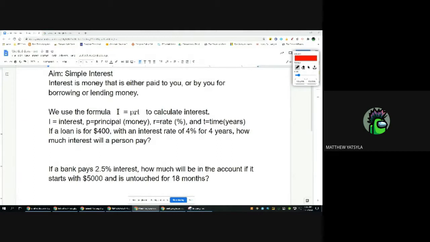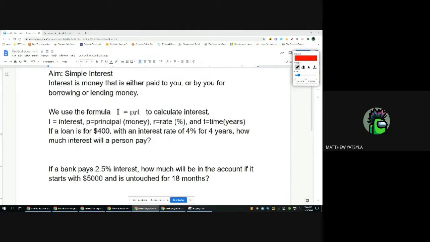So the formula we're using is going to be I equals PRT. So interest, which is the I, equals the principal, which is the P, times the rate, which is a percent, which if changed to a decimal, times the time. So interest equals principal times rate times time. All right. Easiest way to explain this is to show it.